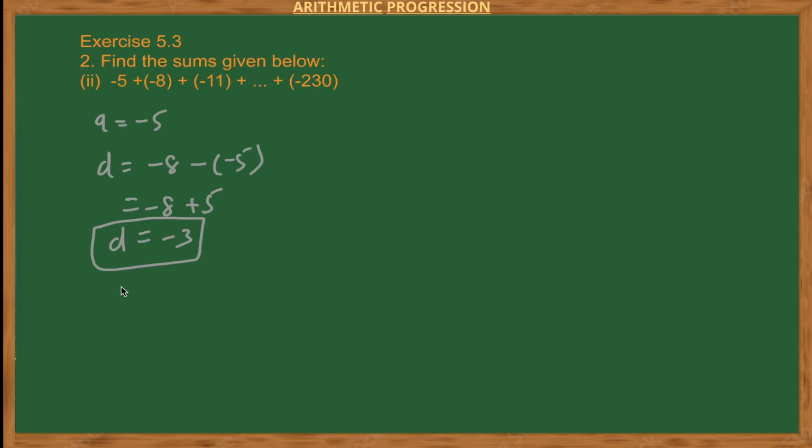Okay, so we have D. So we have Sn, which is equal to minus 230. So N is equal to question mark. To find the N, we need to use this formula. An is equal to A plus N minus 1 into D.